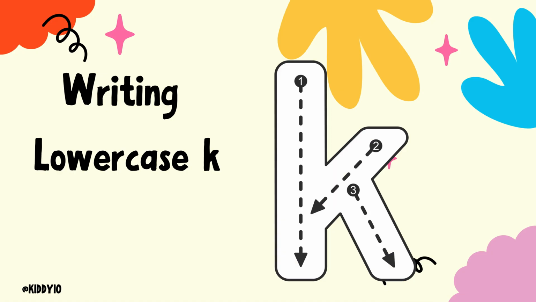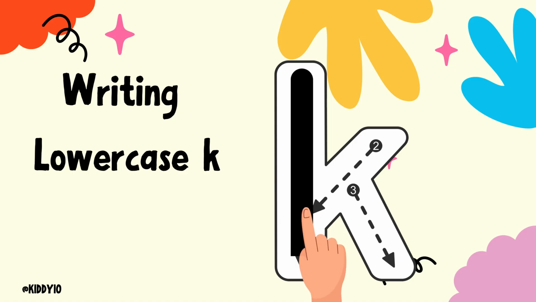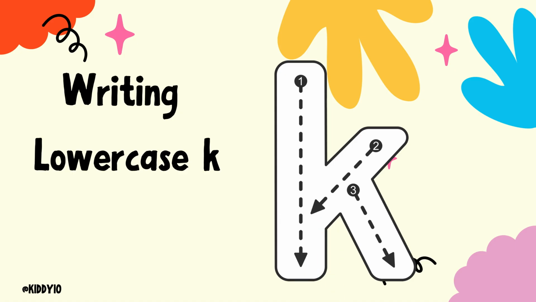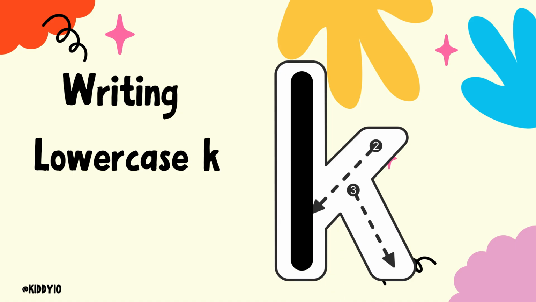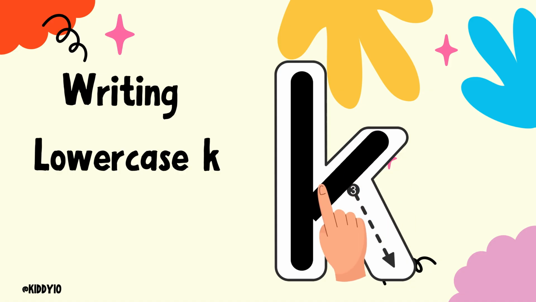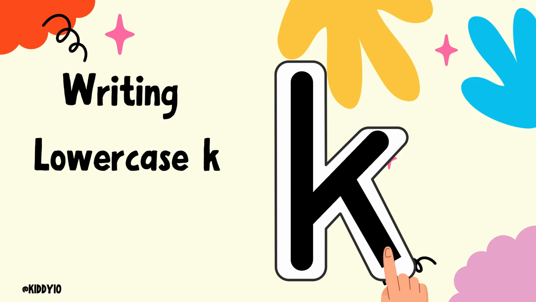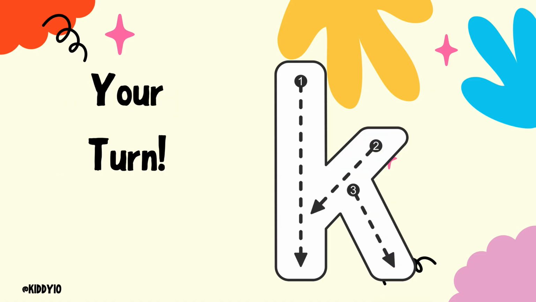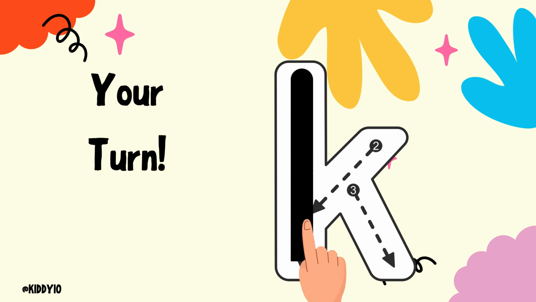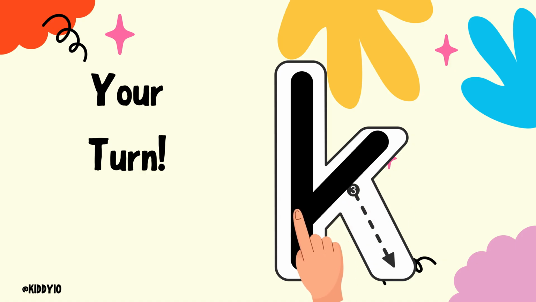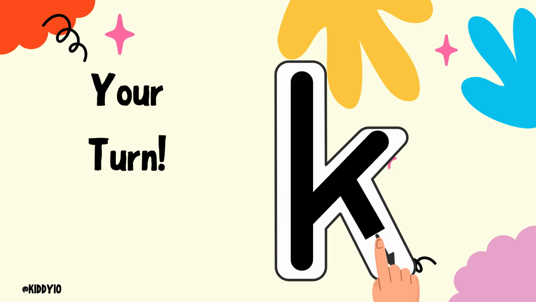Draw a straight line down. Make a little slanted line down. Then another slanted line down to the bottom. Now you try. That's lowercase k. Well done.